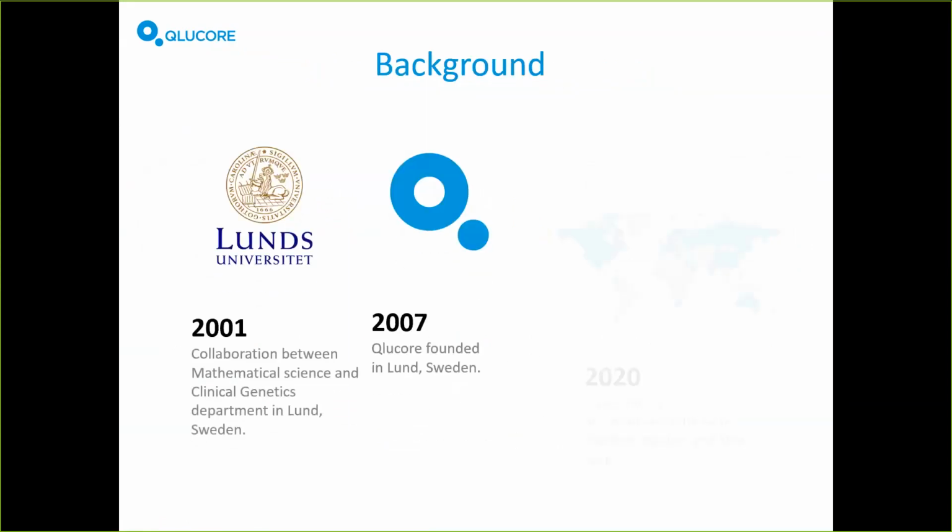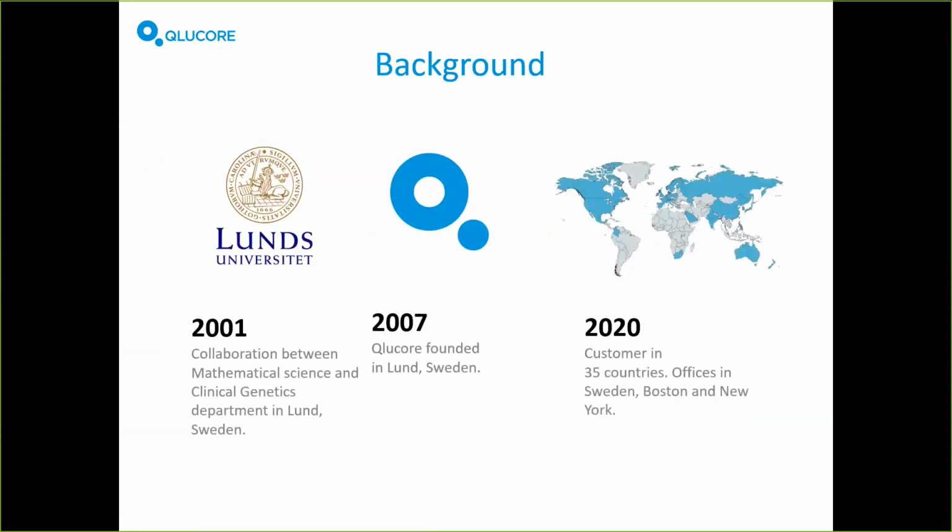Now, the background here to Qlucore as a company. We started off, or what became the company started off as a research collaboration about 20 years ago in 2001 between mathematical science and clinical genetics at the Lund University, where the researchers at genetics suddenly had lots of interesting data, but they didn't know what to do with it because it was too much data. They had array data from array studies, but that was just a bunch of tables that didn't make sense to them.